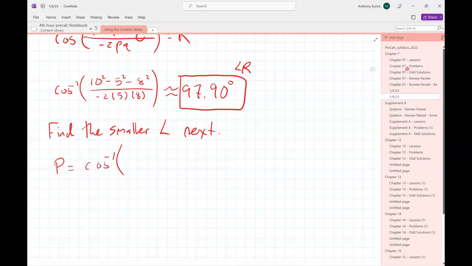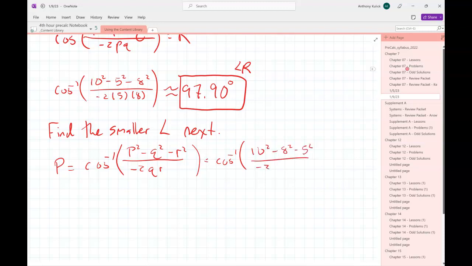So that's going to be cosine inverse of P squared minus Q squared minus R squared over negative 2QR, or 10 squared minus 8 squared minus 5 squared over negative 2 times 8 times 5. And then it's just calculator time.